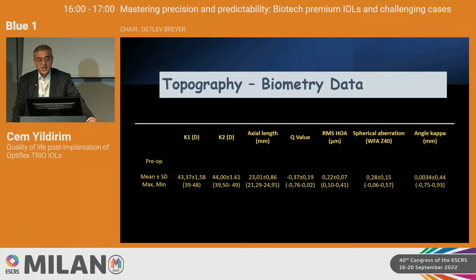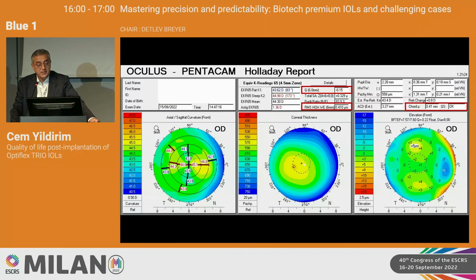The Q value, RMS, spherical aberration and angle kappa values are important for dealing with refractive results and halos and glares. You have to have a good topography in order to select good candidates for the trifocal IOL, which means Q value, RMS, and chord value, which gives us the angle kappa.